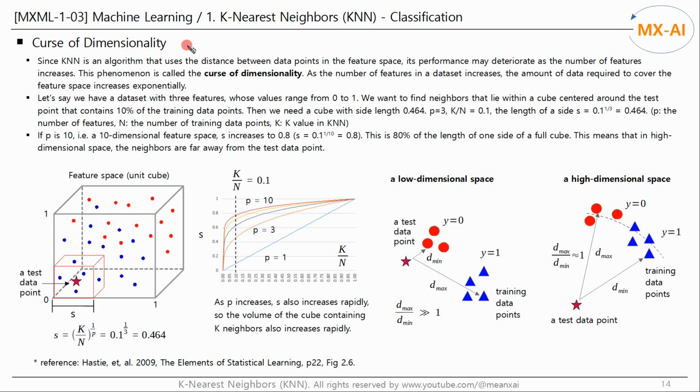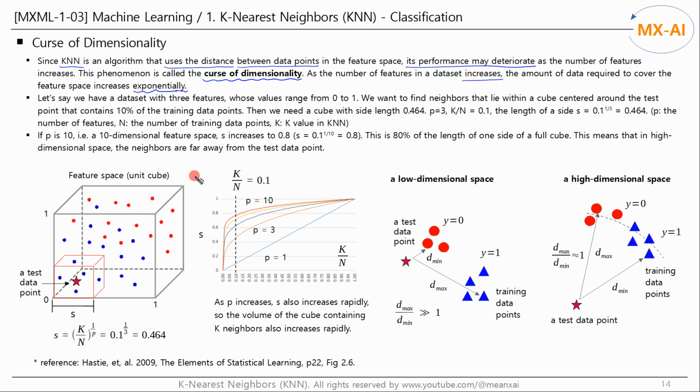Now let's take a closer look at the curse of dimensionality. Since KNN is an algorithm that uses the distance between data points in the feature space, its performance may deteriorate as the number of features increases. This phenomenon is called the curse of dimensionality. As the number of features in a dataset increases, the amount of data required to cover the feature space increases exponentially.